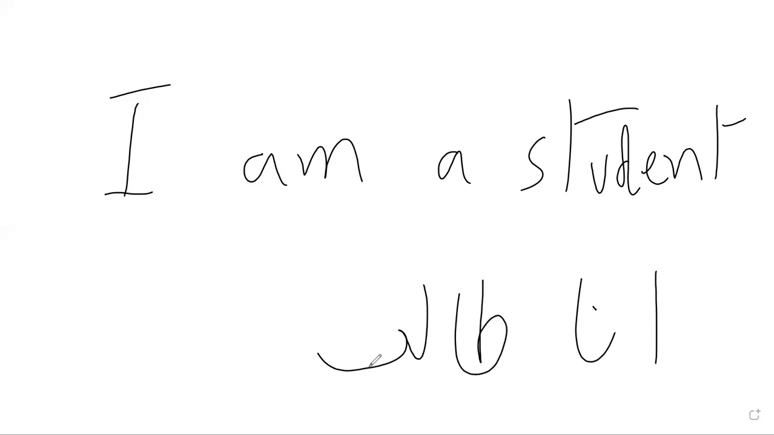Okay, so now let's go ahead and use it in some sentences. So how would you say I am a student? You would say ana talib, أنا طالب, I am a student. Or if you want to pronounce the entire word, you would say أنا طالب, I am a student.